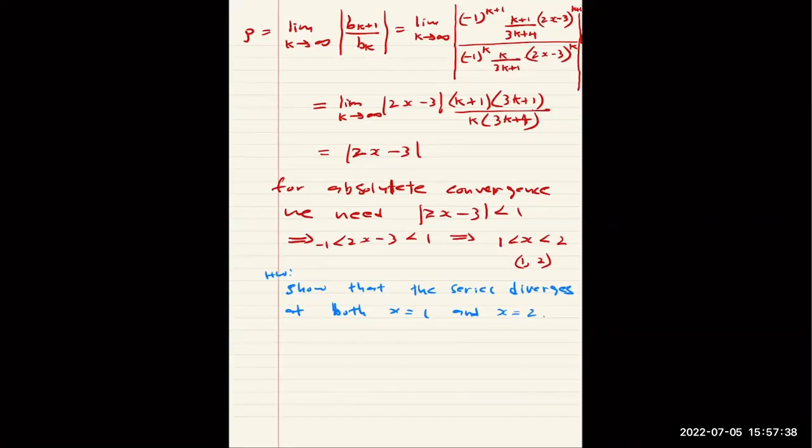That means the interval of convergence is just going to be the open interval 1 comma 2, and the radius of convergence is going to be 1/2 in this case. That is half of the interval of convergence. The distance between these two points is just 1. 1/2 of that is 1/2.